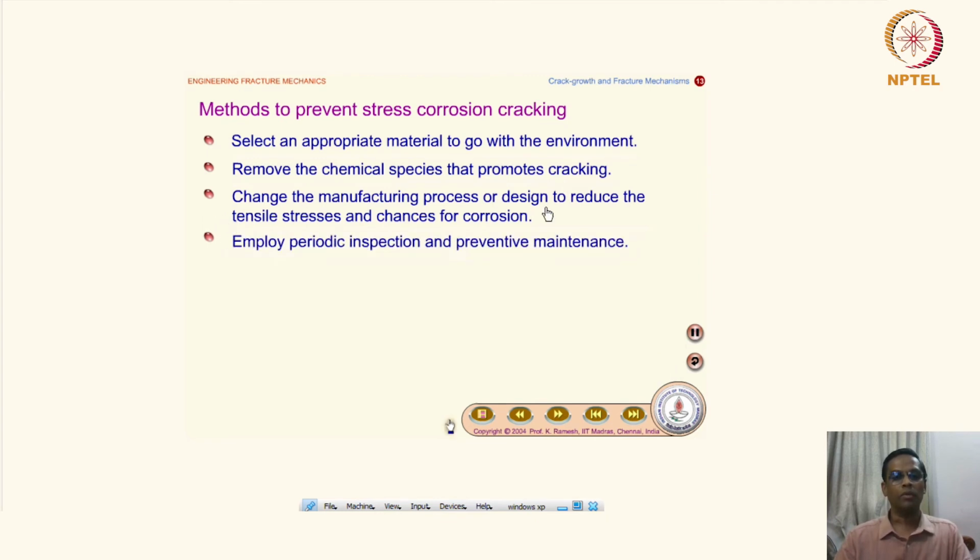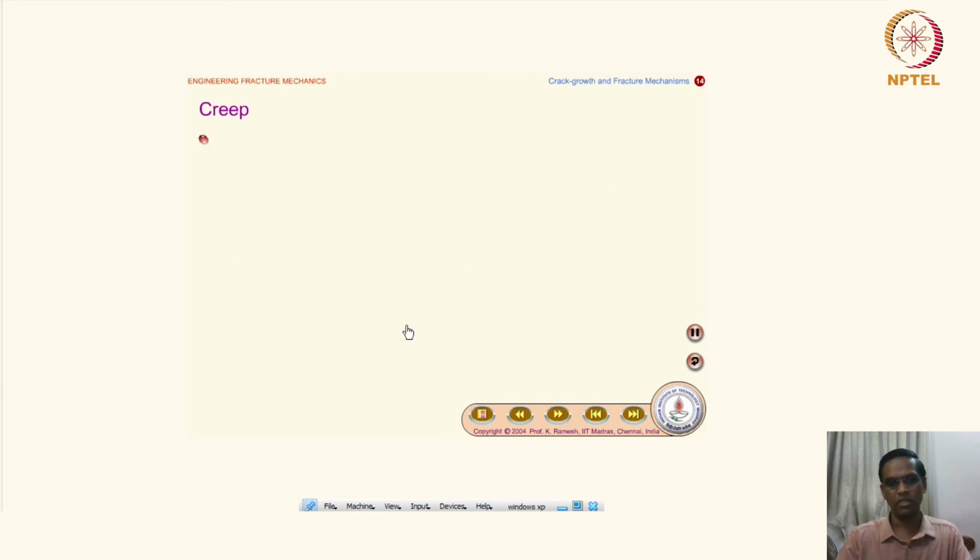Change the manufacturing process or design to reduce the tensile stresses and chances for corrosion. Employ periodic inspection and preventive maintenance. So these are some of the general guidelines for preventing stress corrosion cracking, which is good.